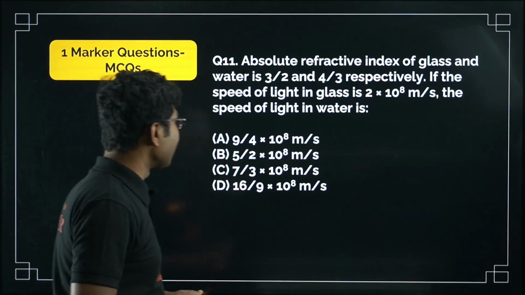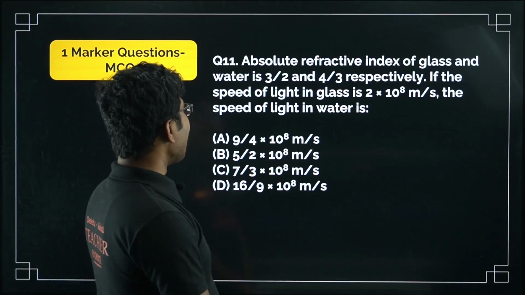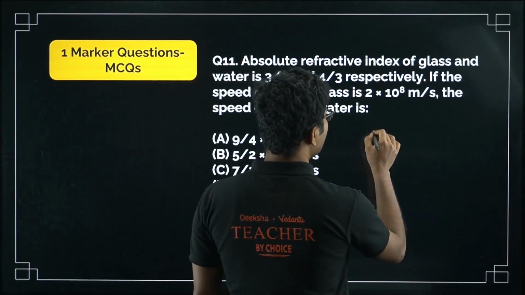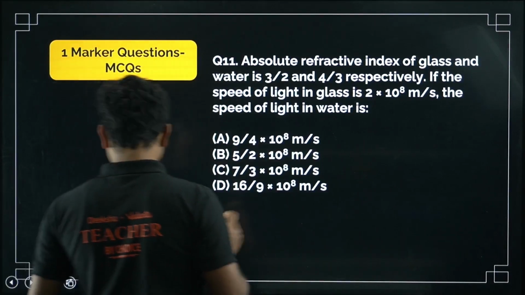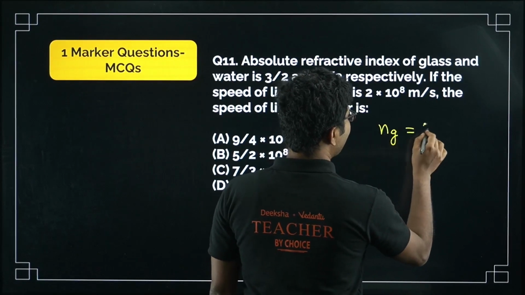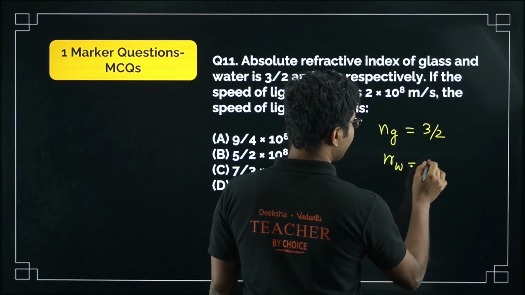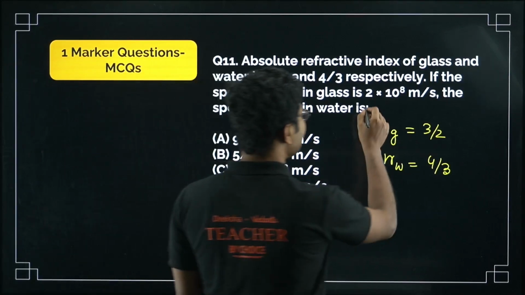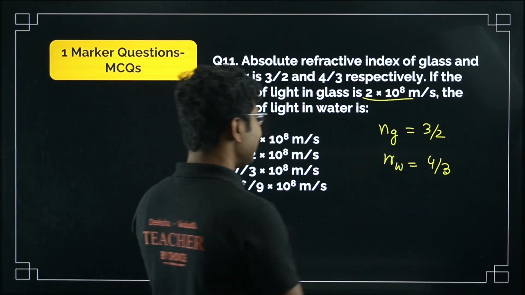Now let's move into question number 11. The absolute refractive index of glass and water is 3/2 and 4/3 respectively. So the absolute refractive index of glass is 3/2 and of water is 4/3. If the speed of light in glass is 2 into 10 to the power of 8 meter per second, the speed of light in water is?